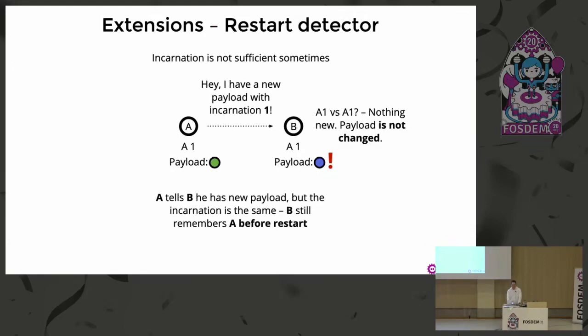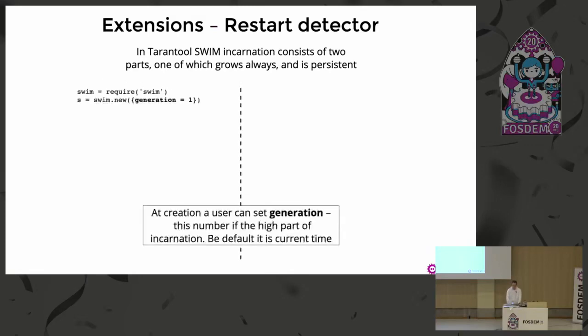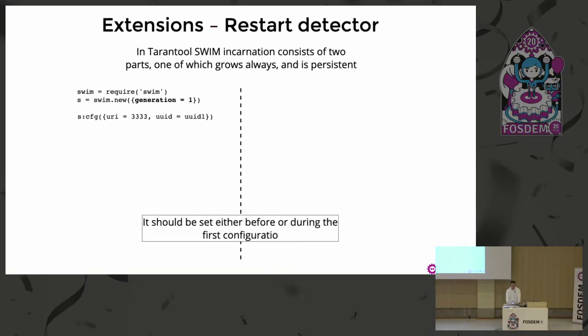So incarnation just is not enough here, and it was fixed by splitting incarnation in two parts: generation and incarnation. Generation is a persistent part of incarnation, and incarnation works exactly like in classical SWIM. And all the information is first checked by generation and then by incarnation values. Here is how it works. You can either set generation manually if you persisted it by yourself in Tarantool or somewhere else, or you can leave it default and it will be the current timestamp.